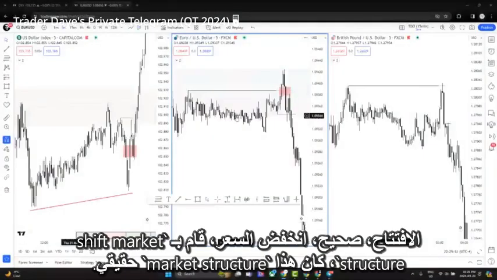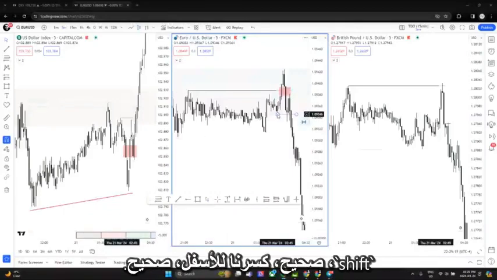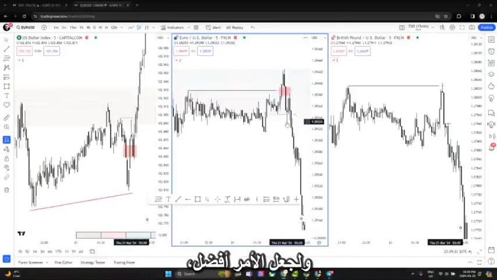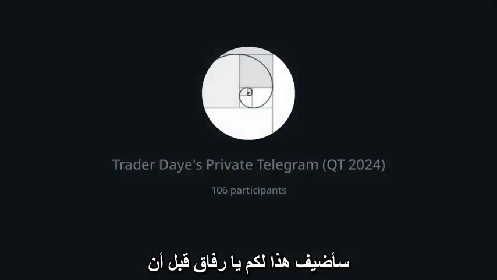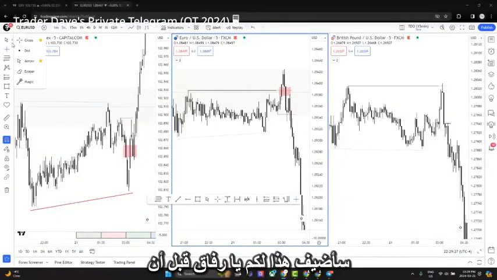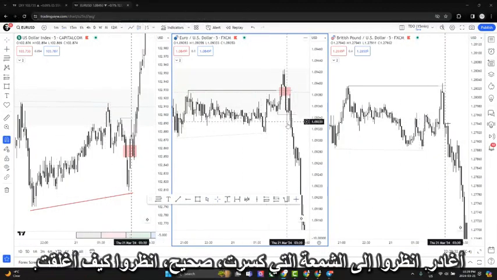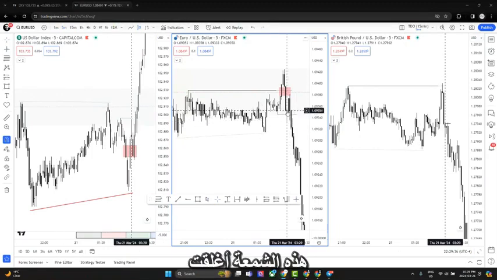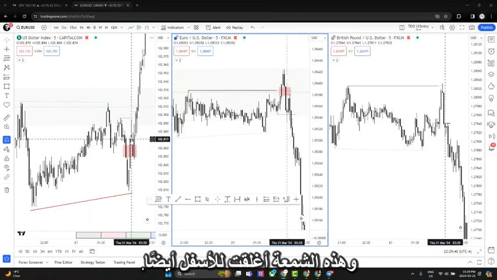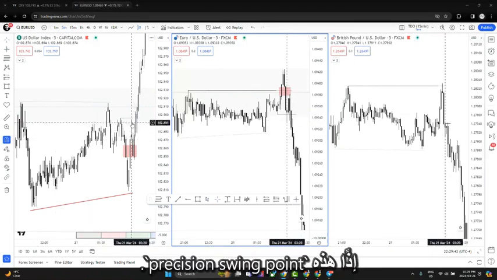Price fell, shifted market structure. This was a real market structure shift, right? We broke below, right? And to make it even better, I'll add this on for you guys before I leave. Look at the candle that broke, right? Look how it closed. This candle closed down, and this candle closed down as well. So that's a precision swing point.